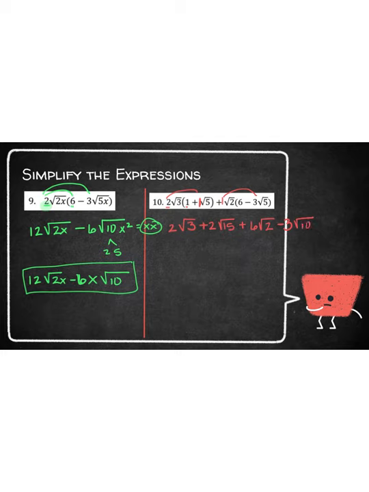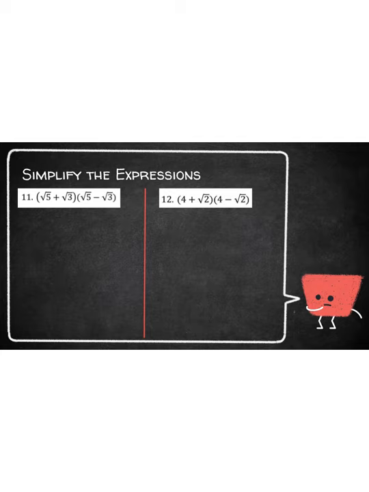Okay, when I look at that, 3 I can't break up anymore. 15 would be a 5 and a 3, so that can't break up. 2 would just be a 2. You're not going to make that any smaller. And 10 would be a 2 and a 5. So there's nothing else we can do with those ones. So we're just going to leave these as is. That's going to be your final answer for number 10.